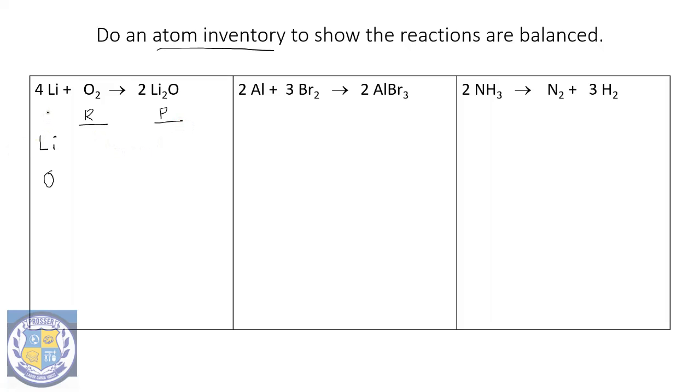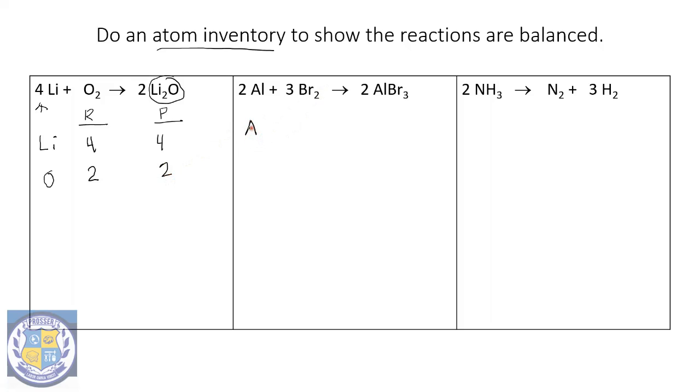So count how many lithium there are on the reactant side. Well, there's 4 of them, indicated by this coefficient. How many oxygen are there? There's 2 of them, 2 oxygen atoms. On the right-hand side, there are 2 times 2, that's 4 lithium. And since there's 2 of these compounds, you have 2 oxygens. Okay, let's do this again.